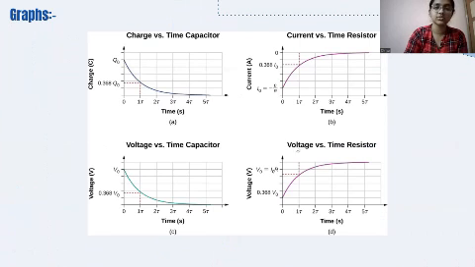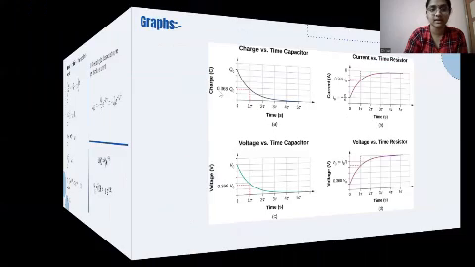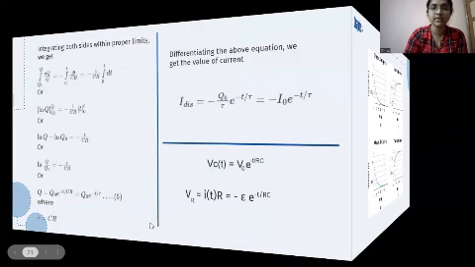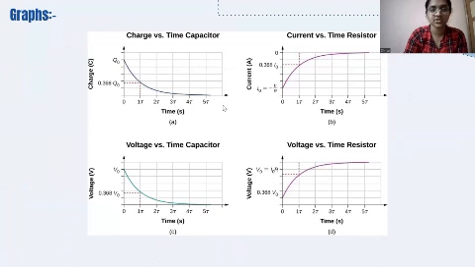And now getting to the graphs, you can see that the charge versus time graph of the capacitor is decreasing. So it is in the format of constant into e power minus x. And e power minus x is a decreasing graph. So we get a decreasing function here.